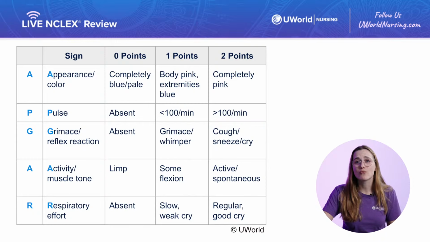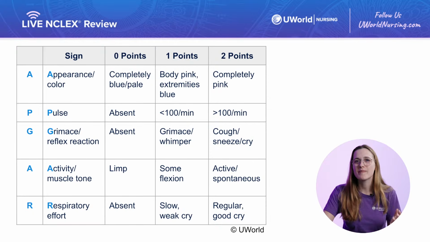And then P is pulse. We are looking for a pulse greater than 100 beats per minute, and you assess this using a stethoscope, listening and counting. G is for grimace or reflex irritability. For this one, you're looking for a cough, sneeze, or cry. These reflexes are typical for neurologically intact newborns. Now A is for activity or muscle tone. We want to be sure our baby isn't limp. We want to see some activity and spontaneous movement from them. And now for R, respiratory effort. Again, we are looking for a good breathing baby, like crying and chest expansion. We want them screaming at us. This is going to show that the baby's lungs are expanding and air is flowing.